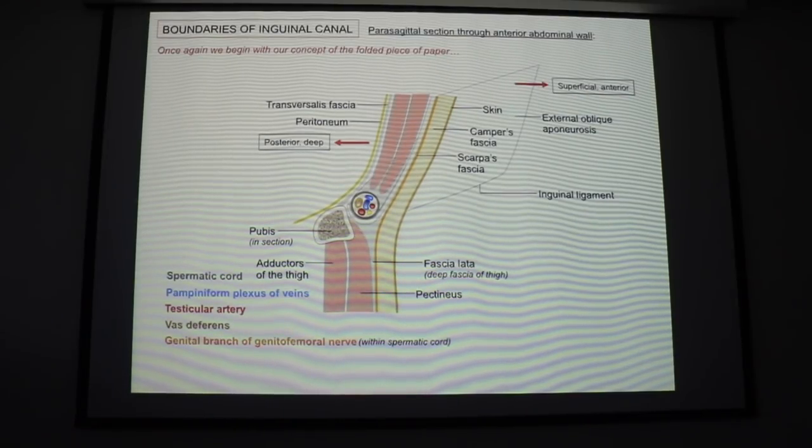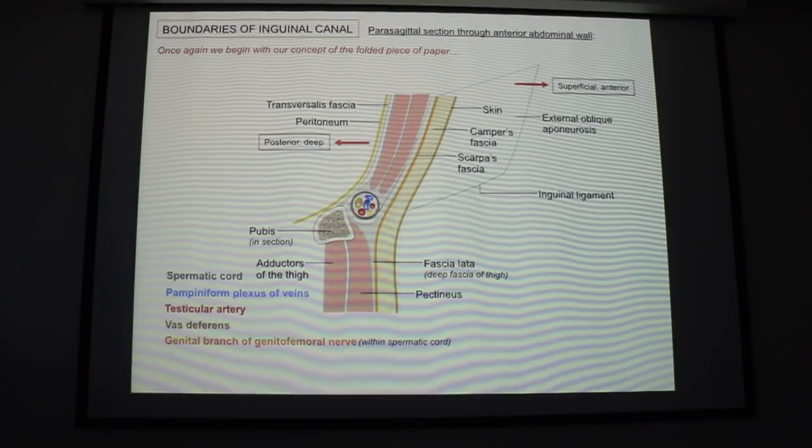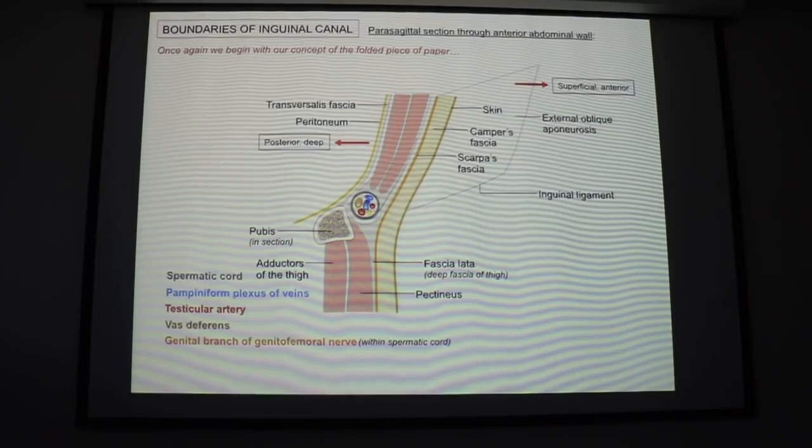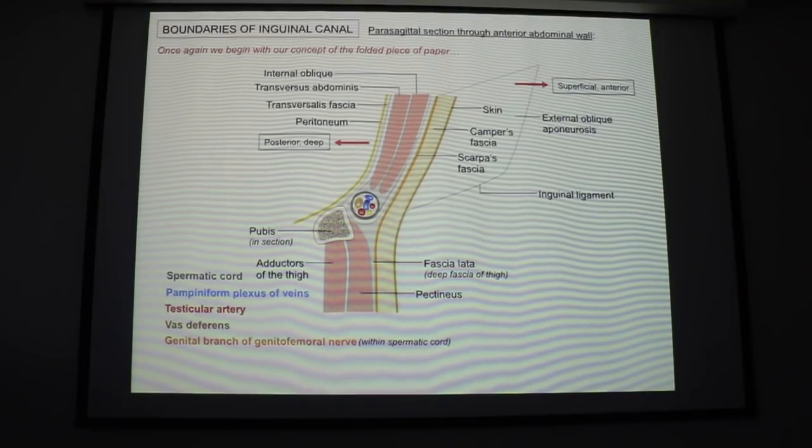From above, we learned that there were two muscles arching over, leaving a gap over the spermatic cord. These two muscles are the internal oblique and transversus abdominis. So they are making what? The roof. Agree? Yes.